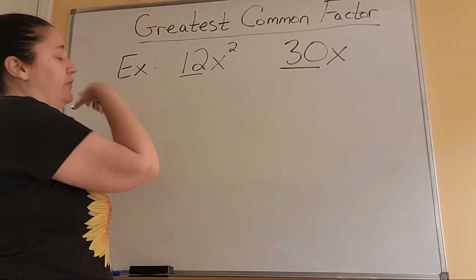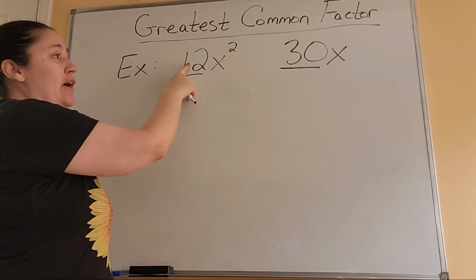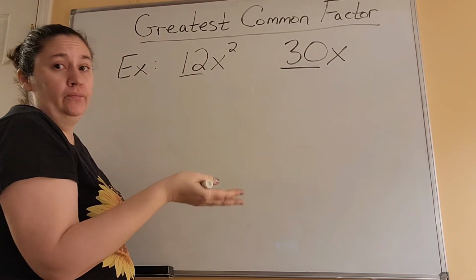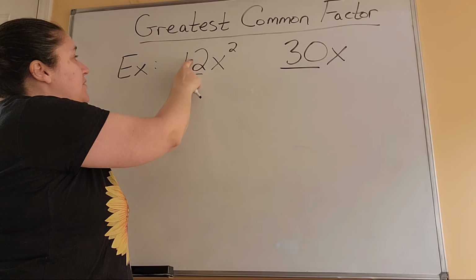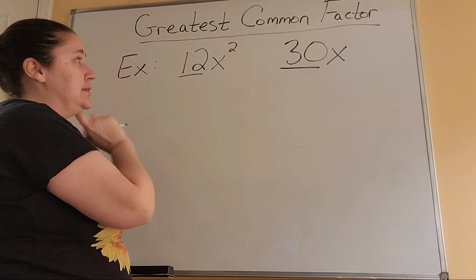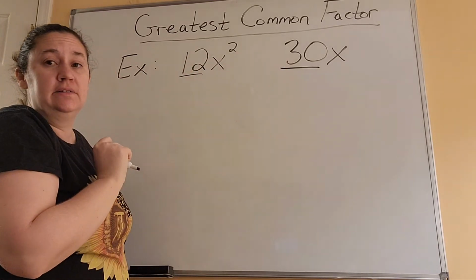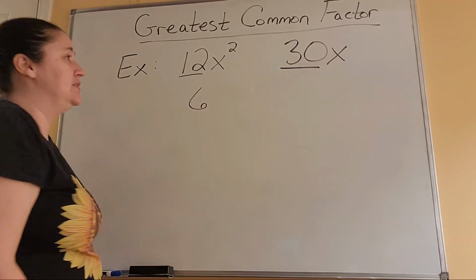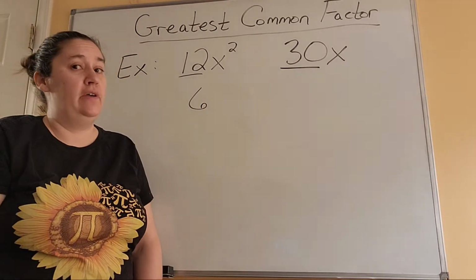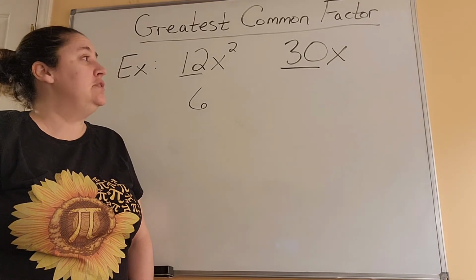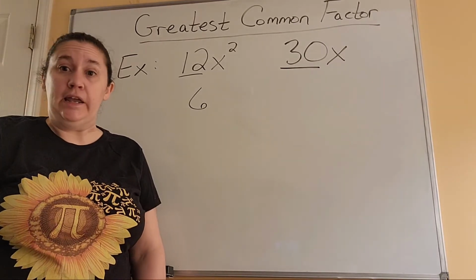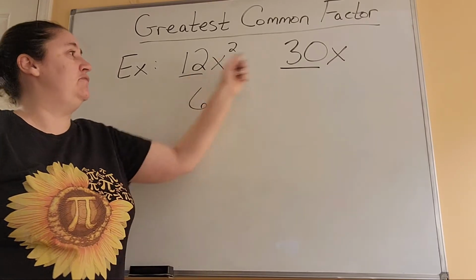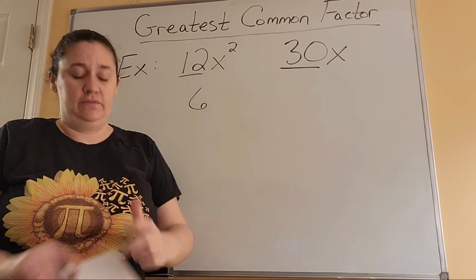For 12, I could divide 12 by 12. Can I divide 30 by 12? No. I could divide 12 by 6. Can I divide 30 by 6? Yes. I think 6 is the greatest common factor of 12 and 30. You can also divide them both by 3, but 6 is bigger. So that is the greatest common factor of the numbers.